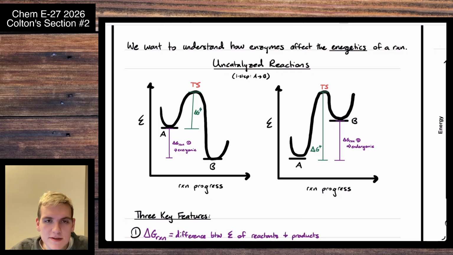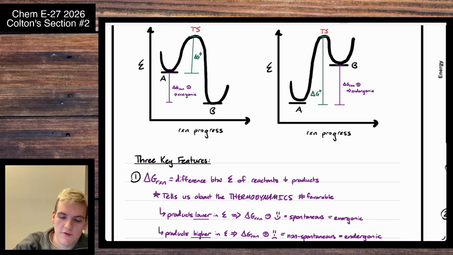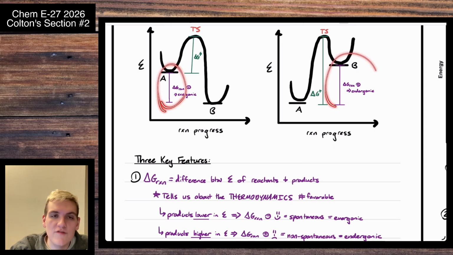So the features that we're supposed to be noticing here, the first one is this delta G of the reaction. That's the favorability. Here our delta G is negative since we went down in energy. And so we call it exergonic. It's a favorable spontaneous reaction. Whereas over here, we had to put in energy to get to B. We had to go to a higher energy level. Our delta G reaction here is this big positive. And so, because we had to put in energy, we say that this is an endergonic reaction. So delta G of reaction here tells us about the favorability of our reaction, the thermodynamics.